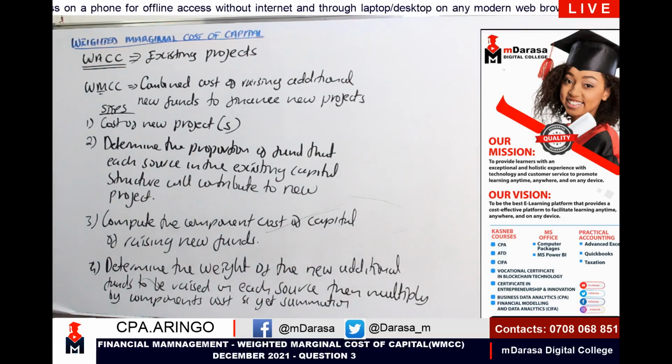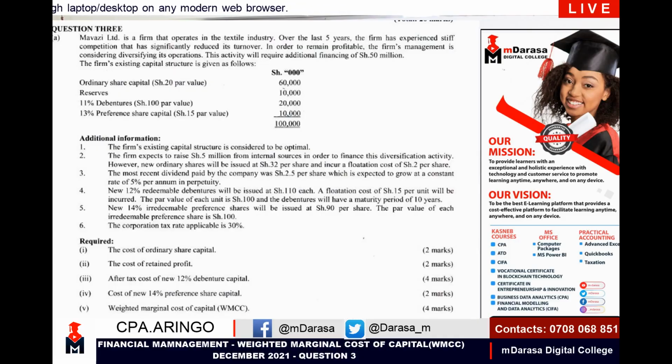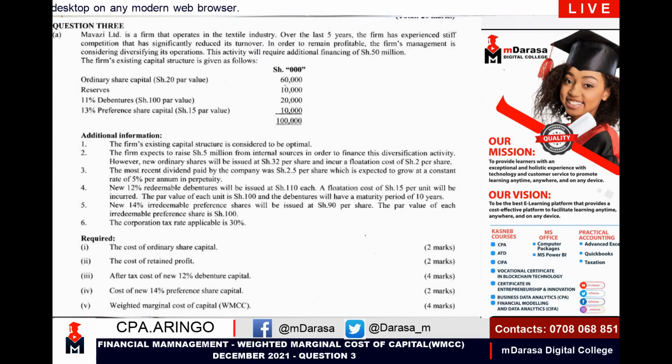So the question that Mwalimu is going to share with us here was tested in Financial Management, a CASNEB exam paper, which was tested in December 2021, specifically question number 3. And Mwalimu has shared the question with us on our screens, which I believe we are able to see. And by the way, you can as well get this paper just below this video.